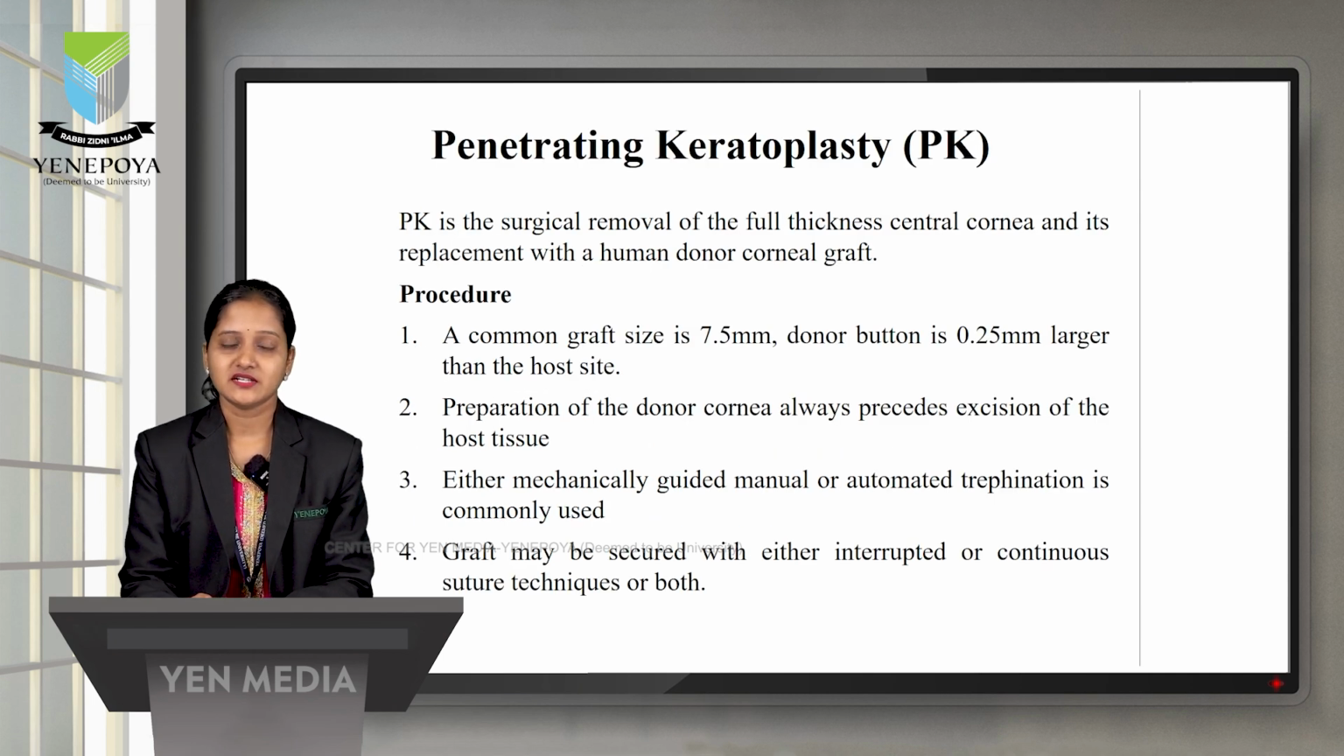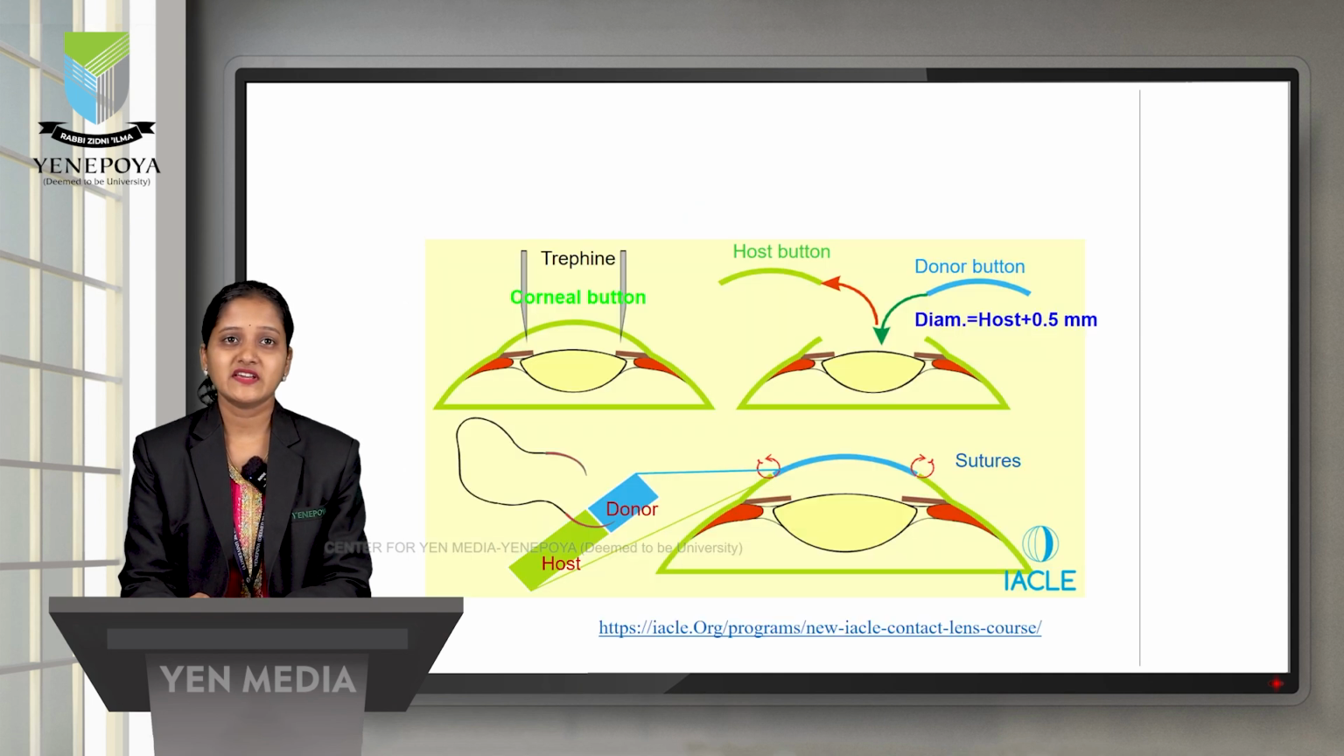To begin with the first surgery, that is penetrating keratoplasty, it is a surgical removal of the full thickness of the central cornea and its replacement with a human donor corneal graft. The procedure begins with a common graft size of 7.5 mm and the donor button is usually 0.25 mm larger than the host side. As we can see in the image here, a corneal button is made, then the host button is removed whereas the donor button is being implanted here. The diameter of the donor button is usually 0.5 mm larger than that of the host button.